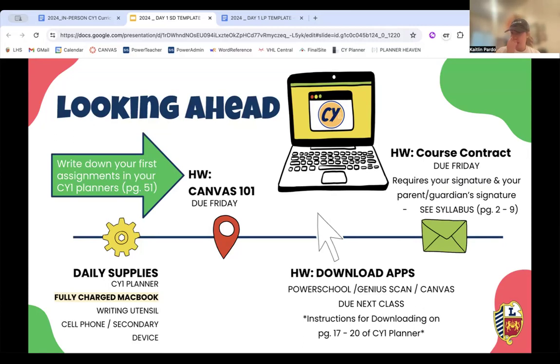One assignment is due next class, which is Power School, Genius Scan, and Canvas. We want you to download those apps on your phone. If you don't have a phone, download them on an iPad or secondary device. Then I would like you to do Canvas 101, that's due Friday. And I'd like you to sign and have your parent or guardian sign your course contract. You'll notice the syllabus is on pages 2 through 9 of your planner.